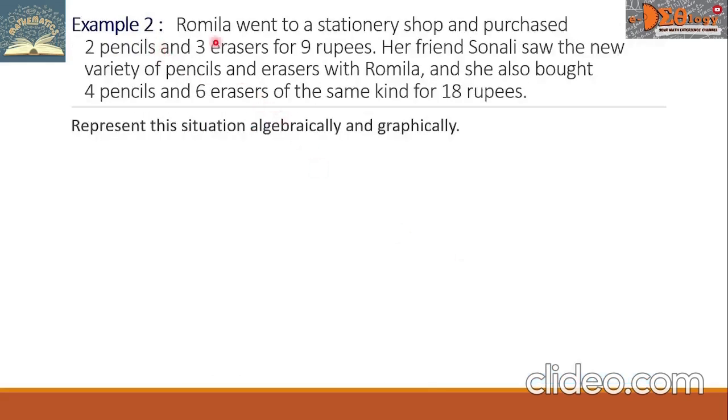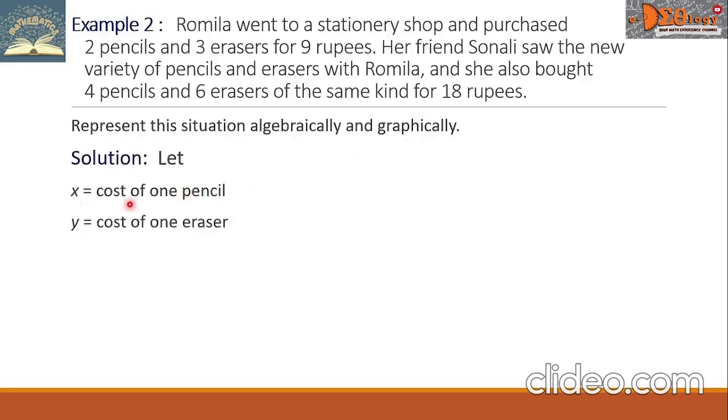Example 2. Romila went to a stationery shop and purchased 2 pencils and 3 erasers for 9 rupees. Her friend Sonali saw the new variety of pencils and erasers with Romila, and she also bought 4 pencils and 6 erasers of the same kind for 18 rupees. Represent this situation algebraically and graphically.